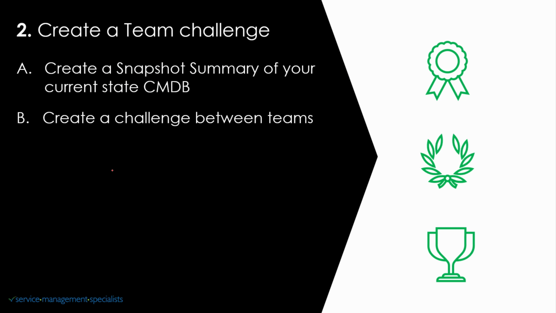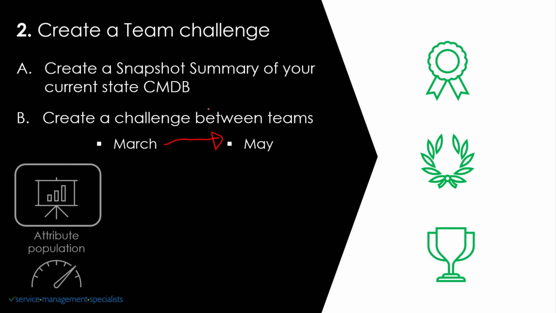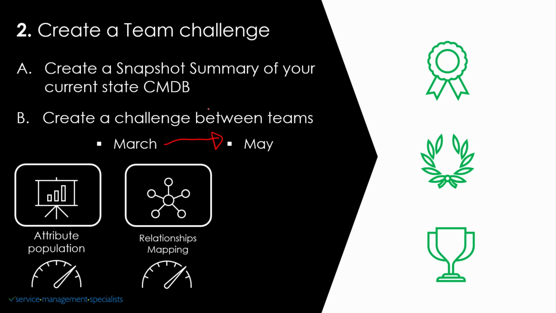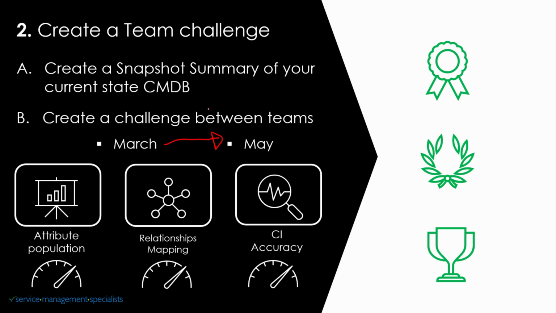teams. So the way in which you might want to do this is look at, say for example, a period of time, let's say it's between March and May, and then start to look at, okay, how many attributes have been populated within the CMDB from March through to May? How many relationships have been mapped? And also CI accuracy, if you did a quick audit on each of those CIs, how accurate are they?